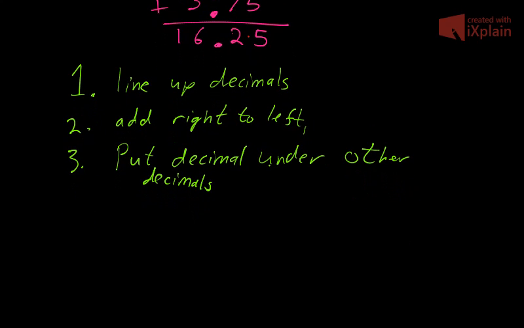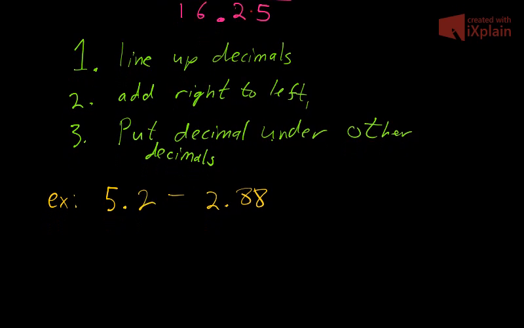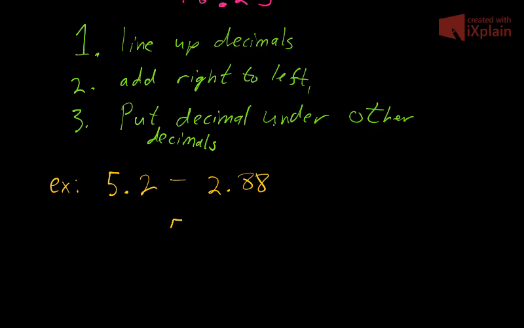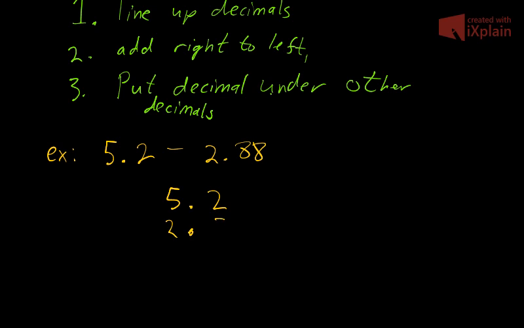So we're going to do another example. Just to try to keep this nice and quick today, we're going to do 5.2 minus 2.88. What I'm going to do, I'm going to line up my decimals. So I have 5.2, line up a decimal here, 2.88. I can add the 0 in, so I add a 0.